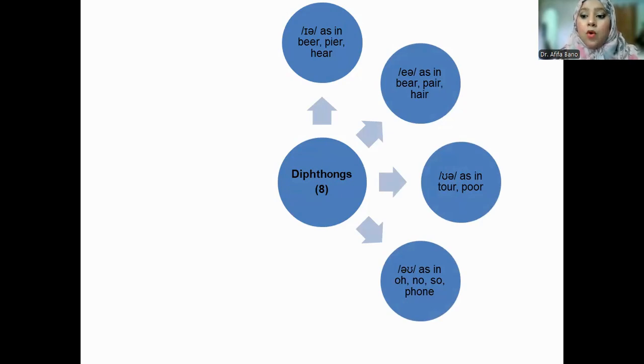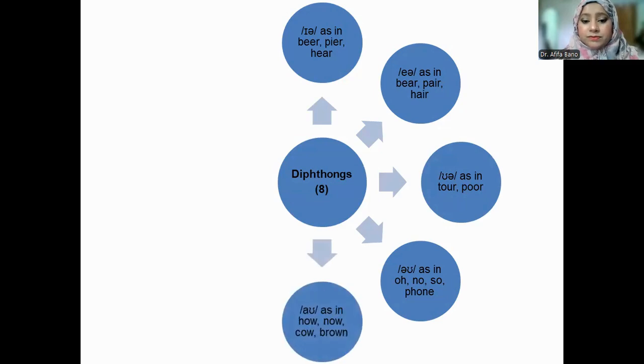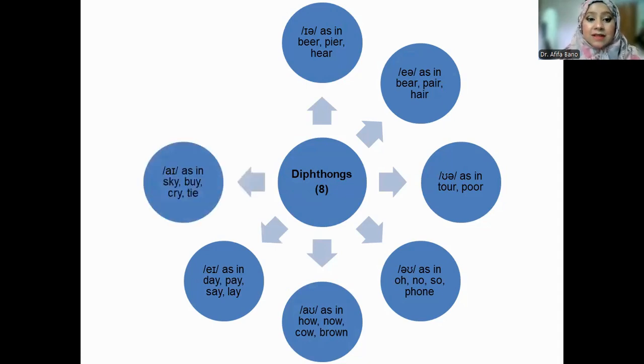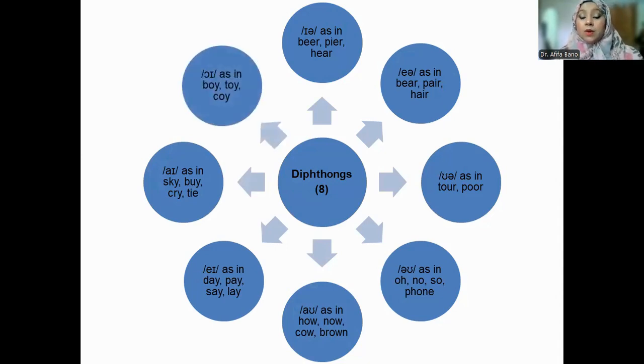We generally say phone. Although for Indian speakers it is correct, the native speakers do not call it phone, they call it phone. /aʊ/ as in how, now, cow, brown. /eɪ/ as in day, pay, say, lay, play. /aɪ/ as in sky, buy, cry, try, die. /ɔɪ/ as in boy, toy, koi.